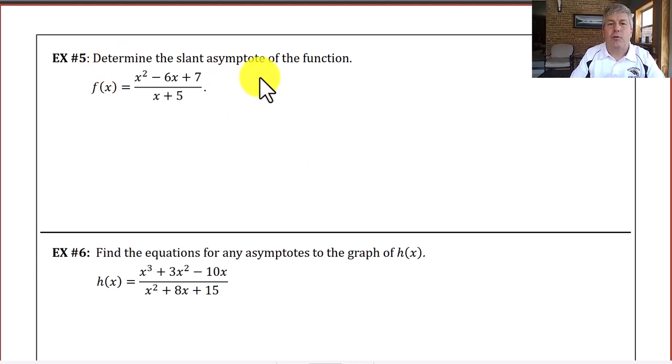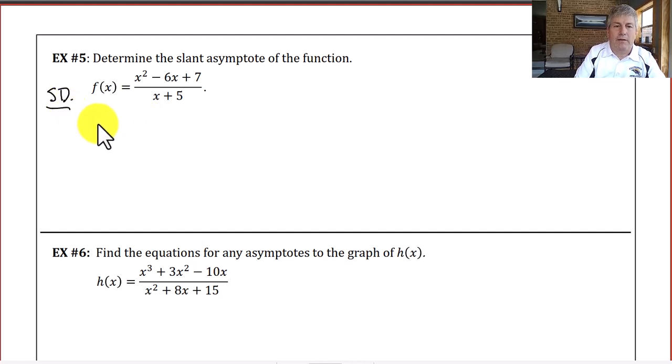Example 5, determine the slant asymptote of the function. We see here we've got x squared over x. I'm not going to do long division on this one right away. I'm going to do synthetic division because we're dividing by a binomial that's first degree with a coefficient of 1. So we actually can do synthetic division on this.